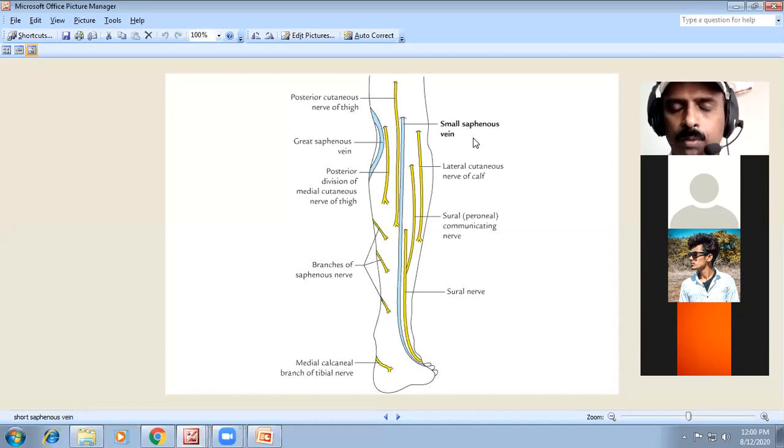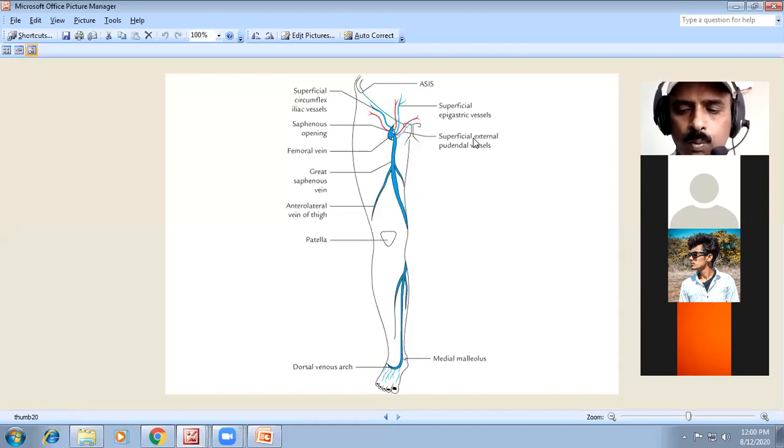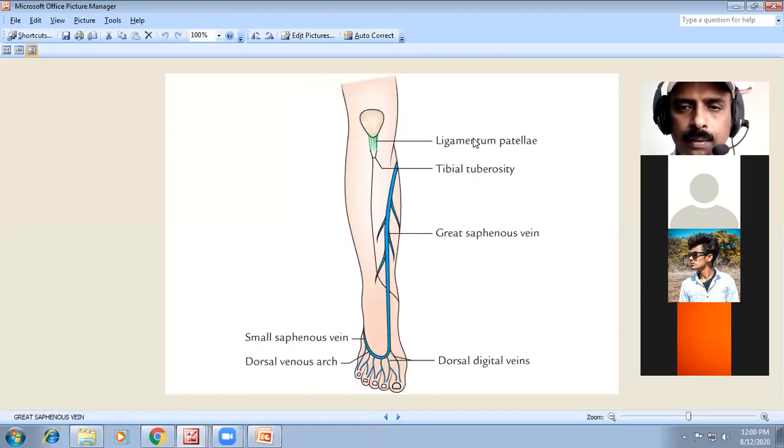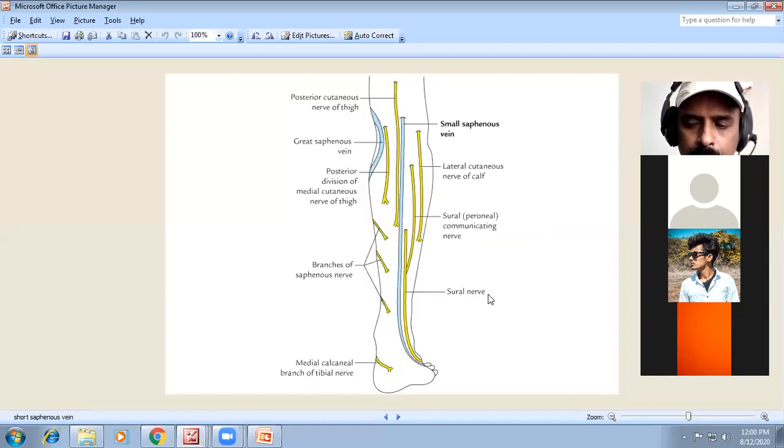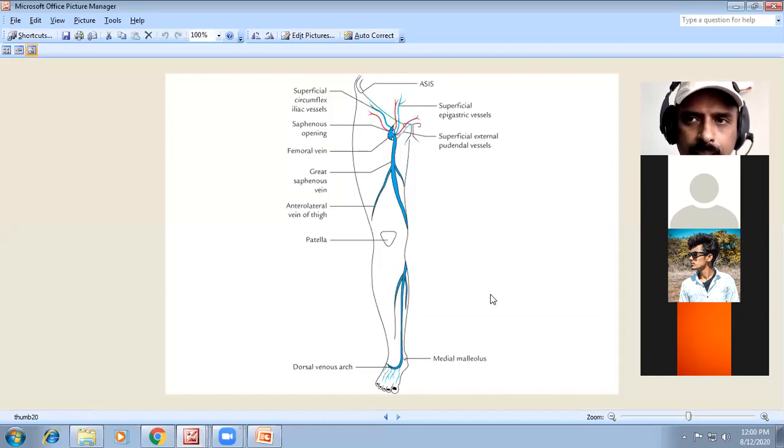So just now we have studied the long saphenous vein or great saphenous vein, and now I have explained the small saphenous vein or short saphenous vein. You have to know all these. Here you can see the tracing of the great saphenous vein. So hardly one minute remains. I hope we have covered the major part of the total lower extremity.